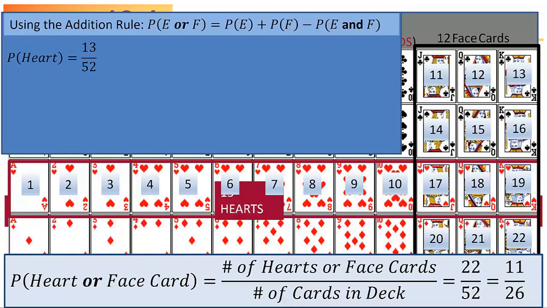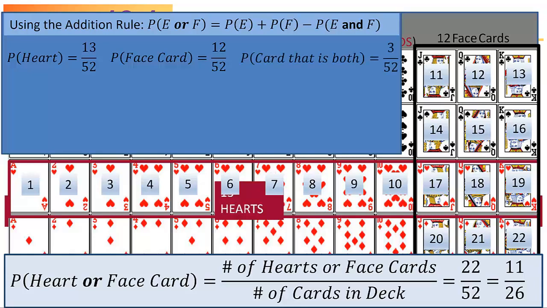I would just simply take the probability of getting a heart. Well, remember, there are 13 hearts in the deck. So the probability of getting a heart is 13 over 52. Then I would calculate the probability of getting a face card. Well, there are 12 face cards in the deck, 4 jacks, 4 queens, 4 kings. So the probability of getting a face card is 12 over 52.